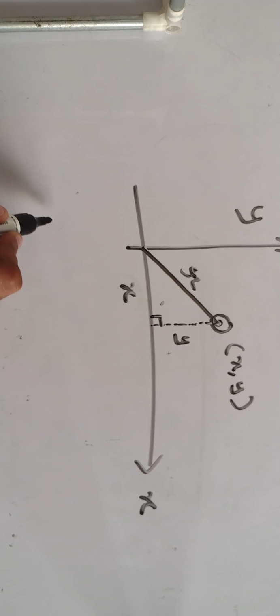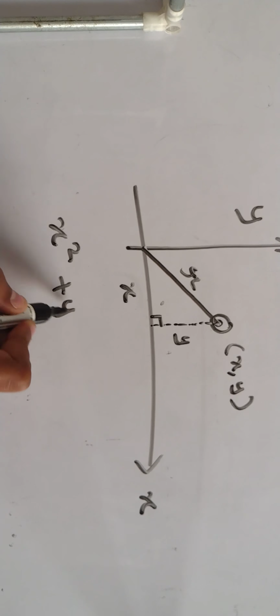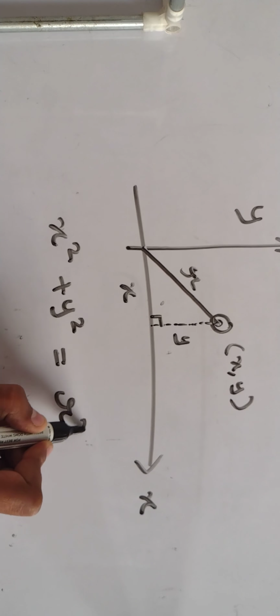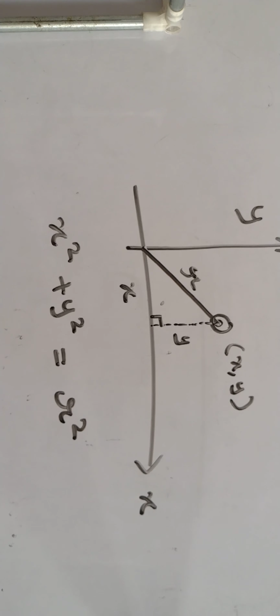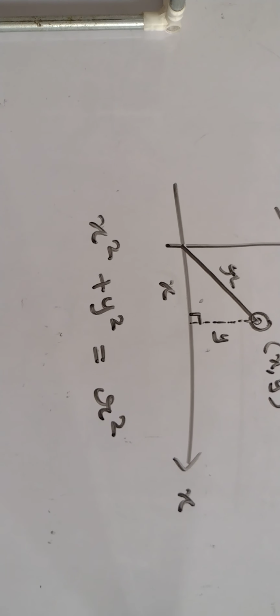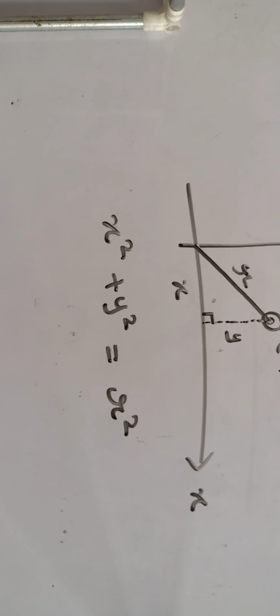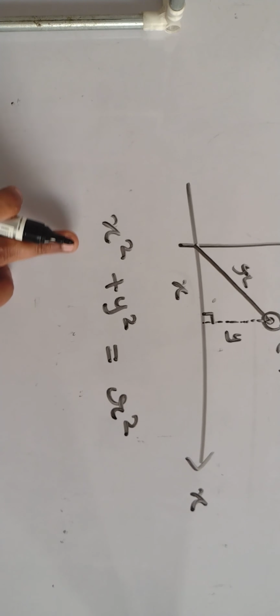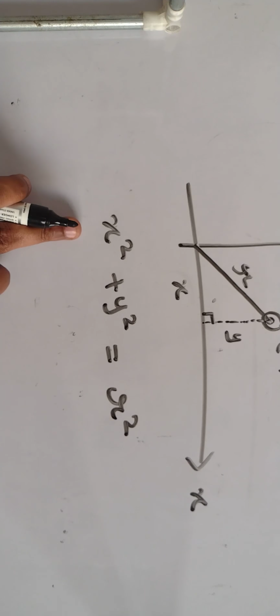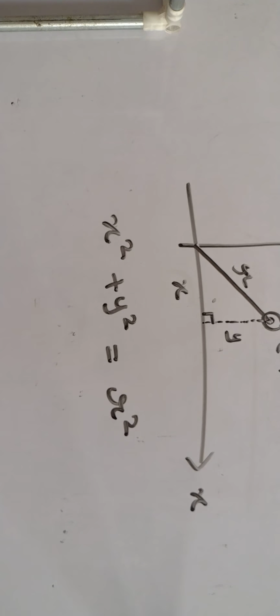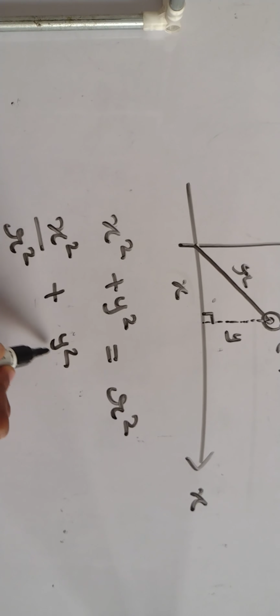Means what can I say? x square plus y square is equal to r square. Can I say like this? Yes, by the use of the Pythagoras theorem, because r is the hypotenuse, the longest side. So I will divide this whole equation by r square. If I divide it, what will I get? x square by r square plus y square by r square is equal to r square upon r square, which will be 1.